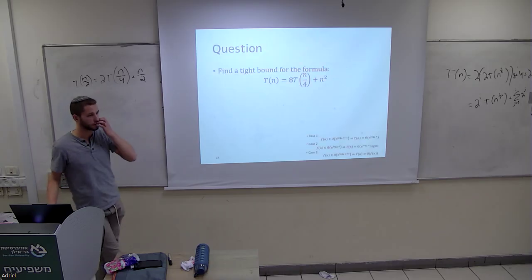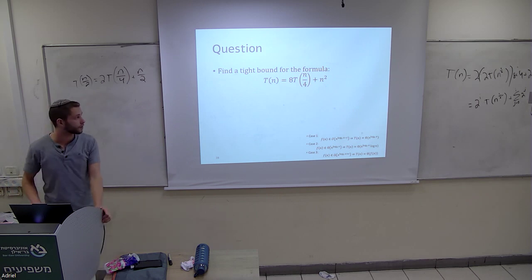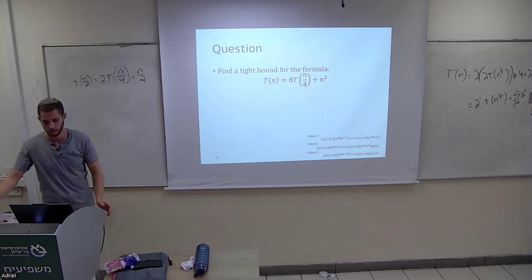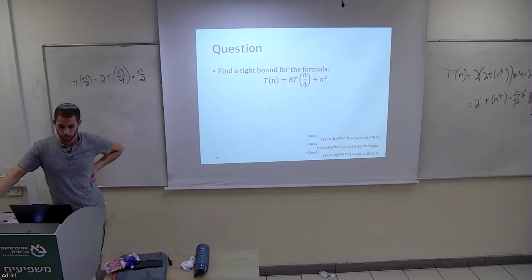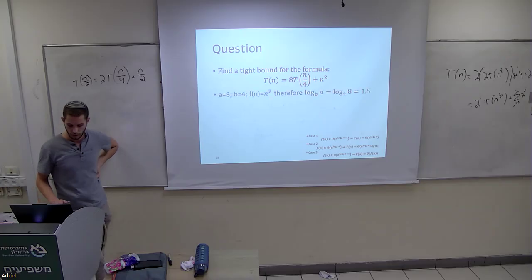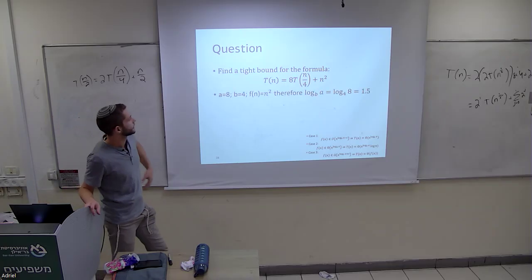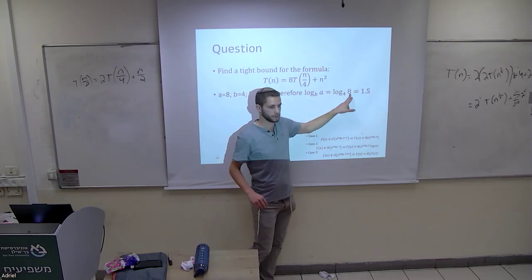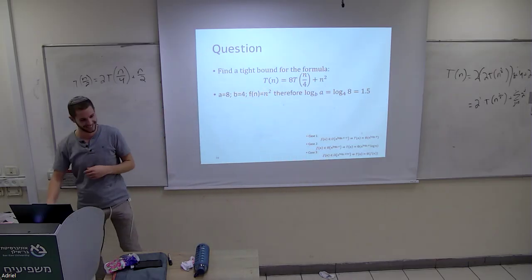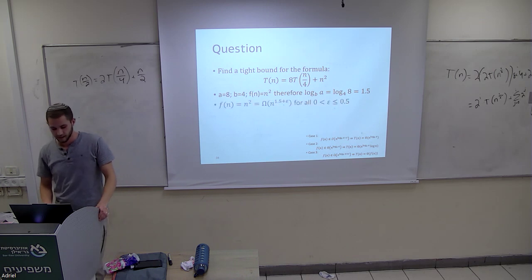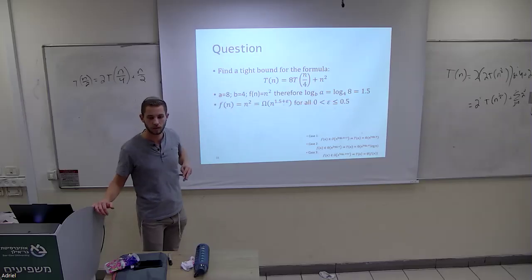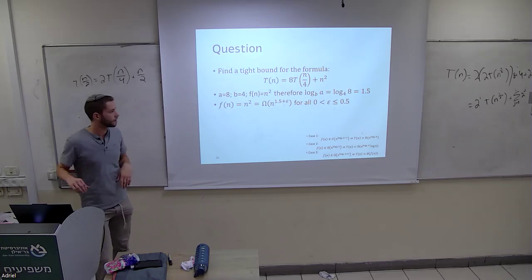All right, so now using the master theorem. Find a tight bound for the formula T of n equals 8T of n divided by 4 plus n squared. They are equal, so it's case 2. I know they're not equal. Wait a minute, it's log b of a. So therefore it's 1.5, because 4 to the power of 1.5 is 8. Tricky, you almost got me. So this is case 3. Which one is bigger, the root or the leaves? The root. Yeah, exactly. Very nice.